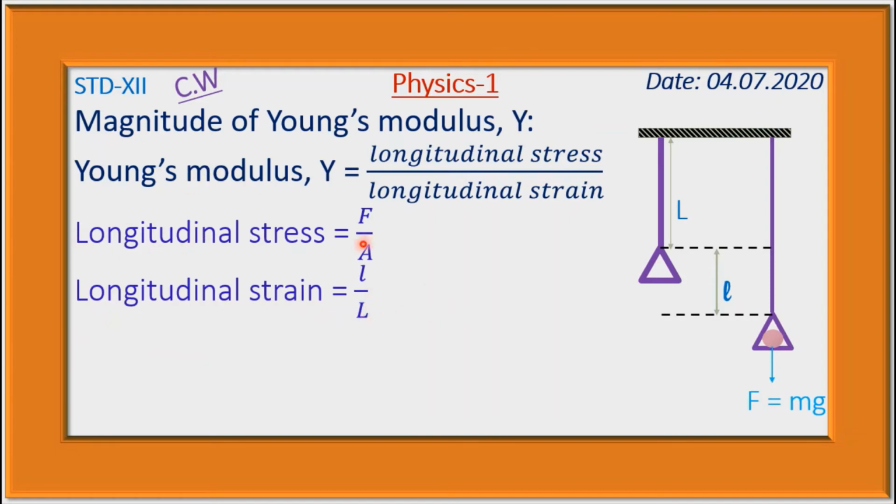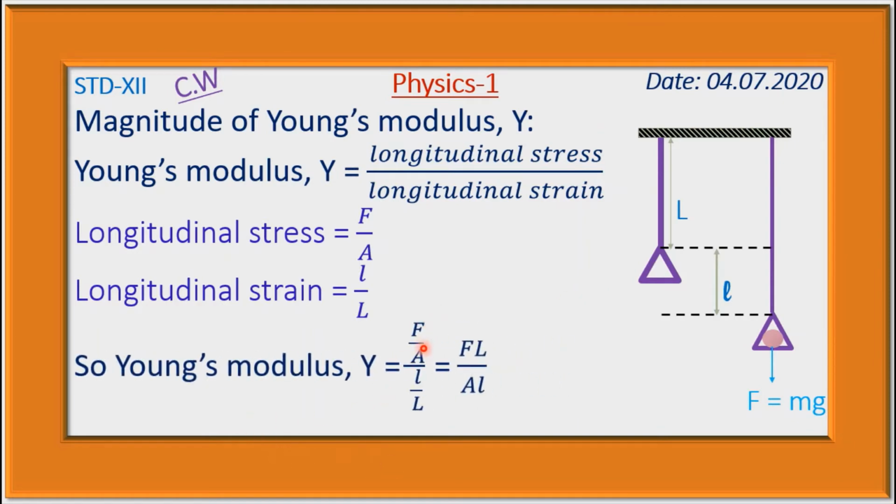Here already we have got the stress is equal to F by A and strain is equal to small l divided by L, and the equation of Young's modulus Y is equal to longitudinal stress divided by longitudinal strain. So you can write now Young's modulus Y is equal to stress divided by strain. Here stress is equal to F divided by A and strain is equal to small l divided by capital L. This is equal to F capital L divided by A small l. This is the equation of Young's modulus.